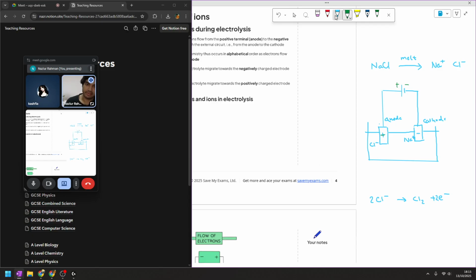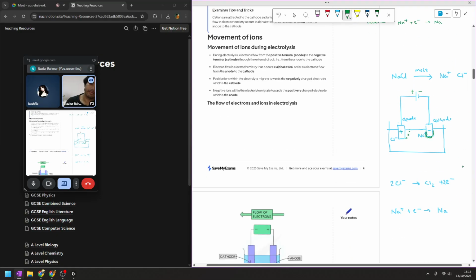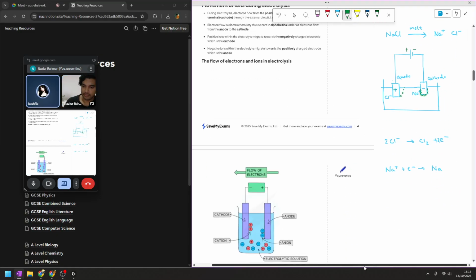On the other side, the sodium ions gain those electrons. Once they gain the electron, they go back to being sodium metal, sodium atoms. So on the anode, you make chlorine gas. You make bubbles of chlorine, you can see those coming off. And on the other side, you make sodium metal. You're going to start to see metallic sodium form around the cathode. So that's electrolysis.